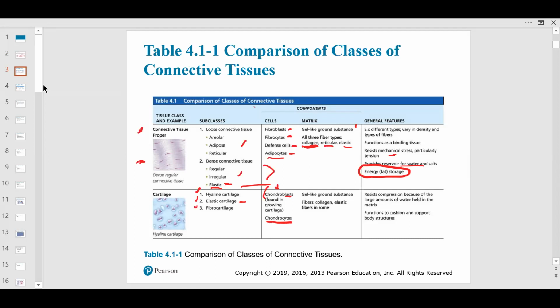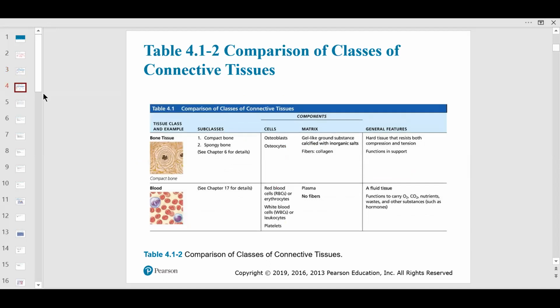Remember the chondrocytes in the lacunae, that little lake? We talked about that. Of course, they resist compression. All right? Cushioning, supporting. Not always connecting things. That's really the tendons and ligaments. Remember, dense regular connective tissue in tendons and ligaments. Tendons connect muscle to bone, and ligaments connect bone to bone. Really important.